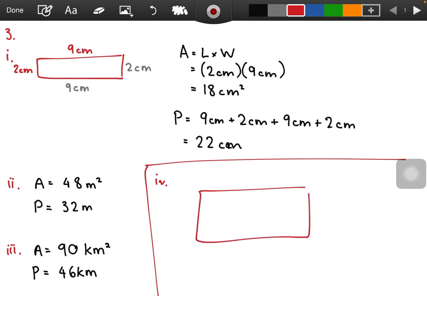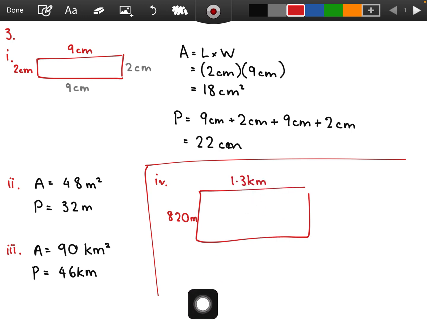Okay, and my very last one then, part 4, has a rectangle like this, and it has 1.3 kilometers on the top and 820 meters on the width. Okay, so we need to figure out what the area and the perimeter of this is. So again, we cannot mix up units. So we are going to either change this to being in kilometers or change this to being in meters.